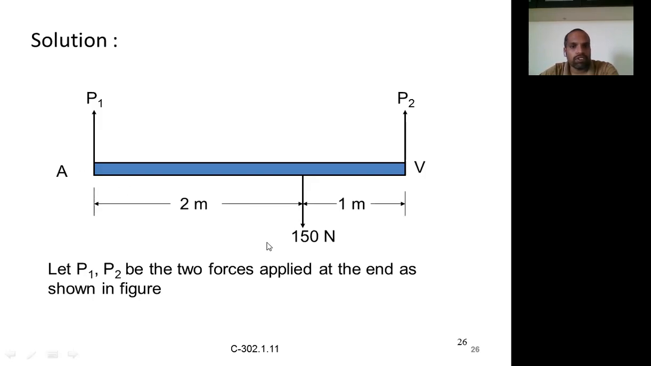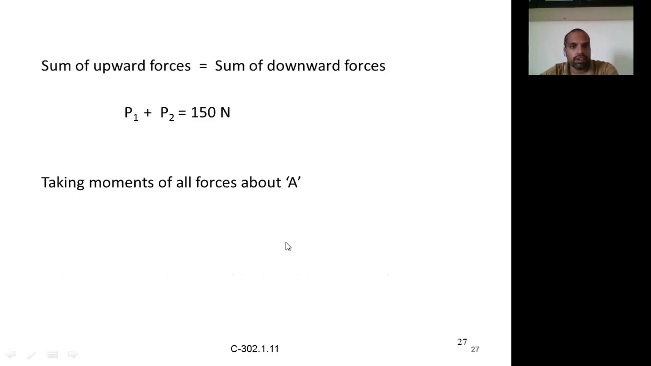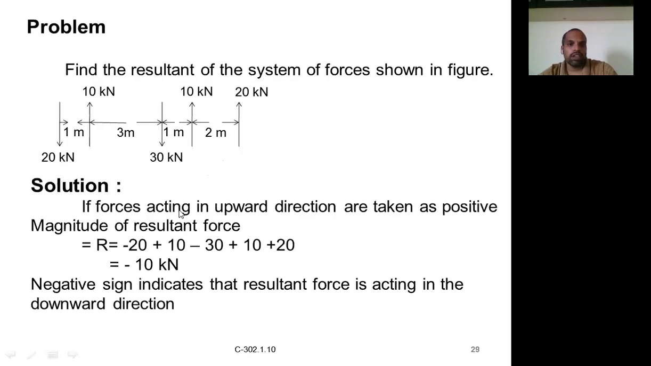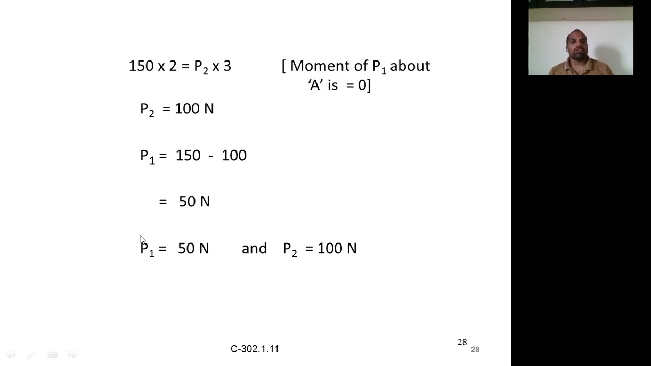It is 150 into 2, clockwise, equal to P2 into 3. So 3P2 is equal to 150 into 2, which is 300. That's what this is. So P2 is equal to 100 newtons. Substituting in the first equation, we get P1 is equal to 50 newtons. So for the body to be in equilibrium condition, the force P1 shall be equal to 50 newtons and P2 shall be equal to 100 newtons.